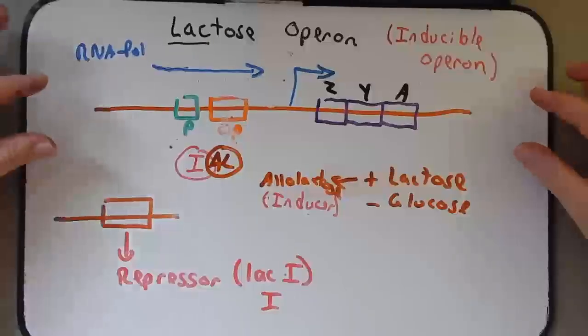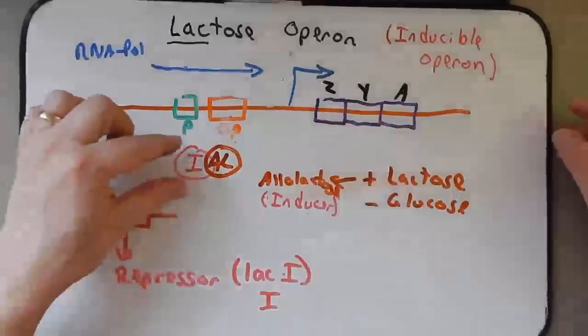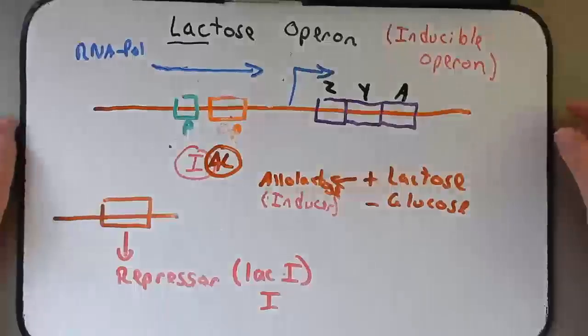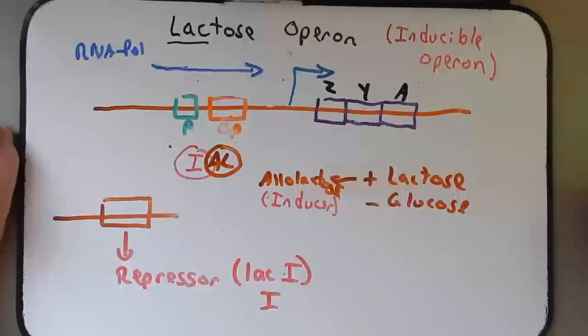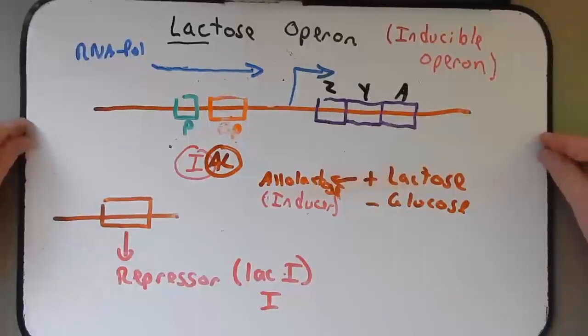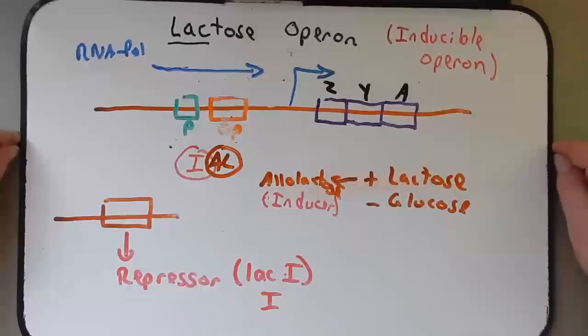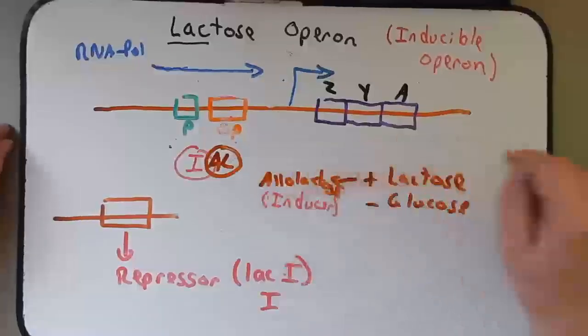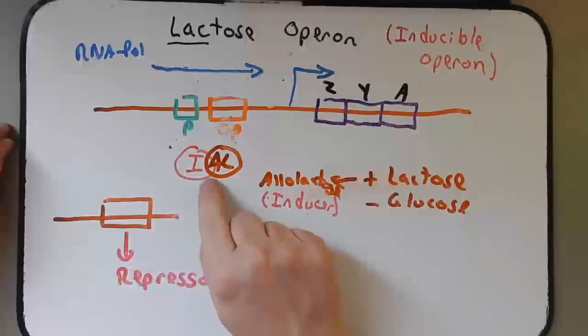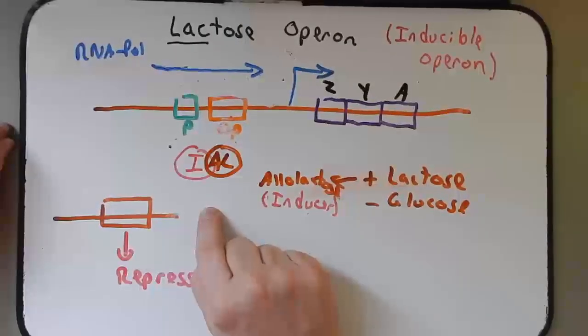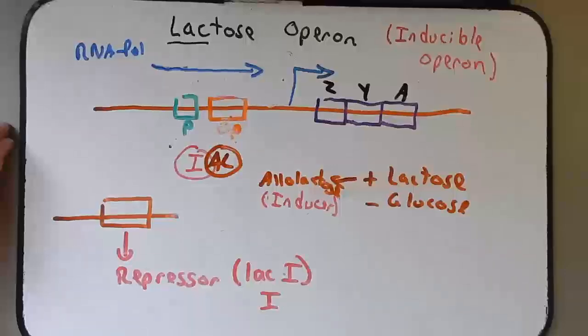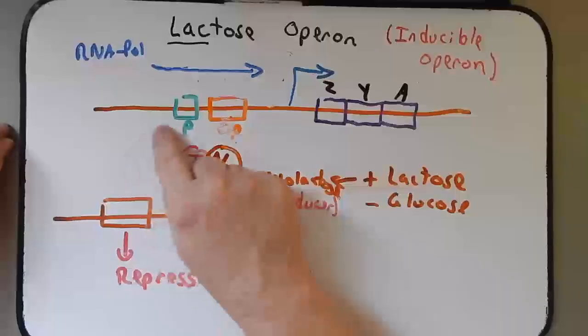So this is half the story. We've talked about the repressor I and how that's involved in this inducible operon. But we haven't yet talked about the activator. So I want to spend some time talking about the activator. Because remember, to turn this operon fully on, we need to remove the inhibitor and add the activator. So let's talk about the activator.